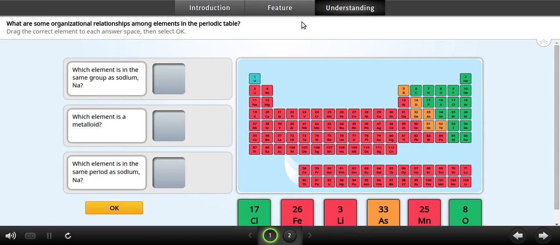Use the periodic table at the right to answer the questions below. Drag the correct element to each answer space, and then click OK.